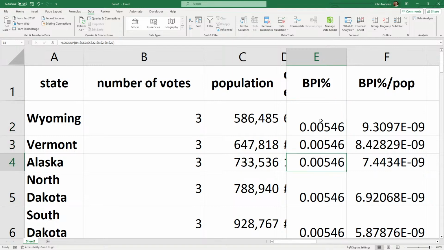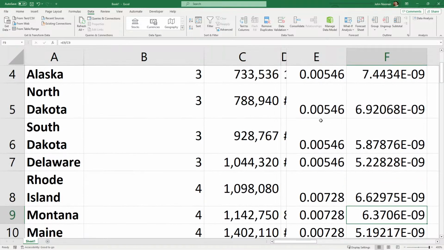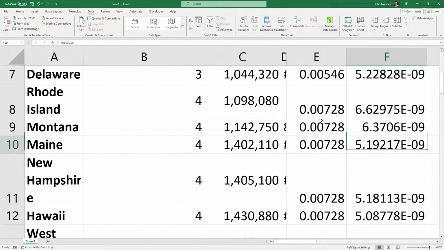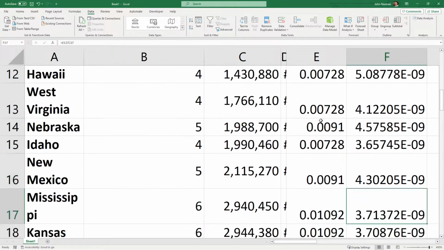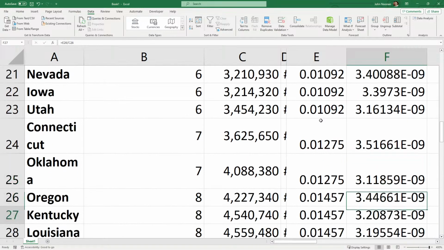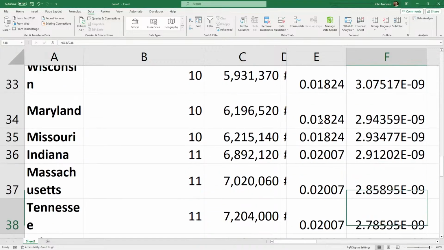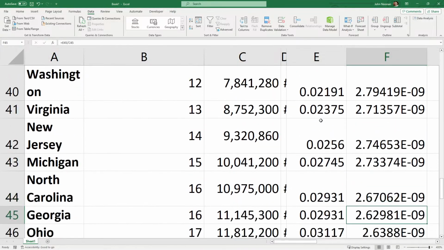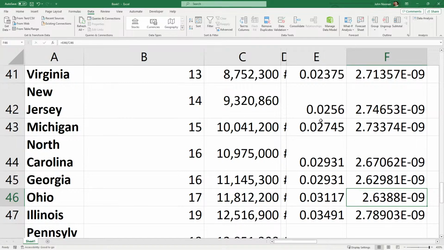So if we go through here, you can kind of see how things shake out. The smaller states seem to have more power. If you live in a smaller state, you have more of a say. Let's see, where is Ohio? We're getting close. I didn't look at this; I was more interested in the top and the bottom. Oh, here we are. Okay, 2.63, which is roughly 1/4 of Wyoming. So 2.63 compared to Wyoming's 9 point something. Anyway, let's go down to California.